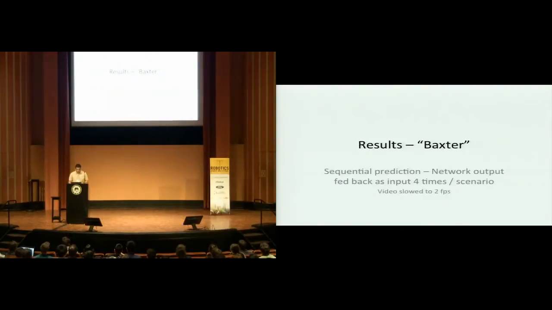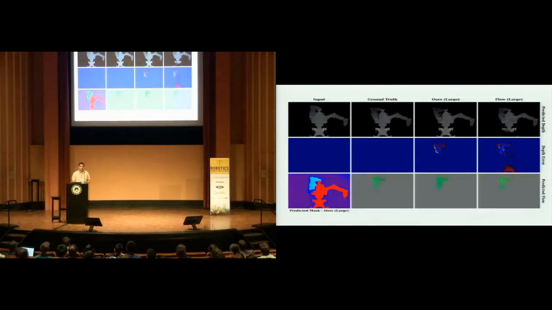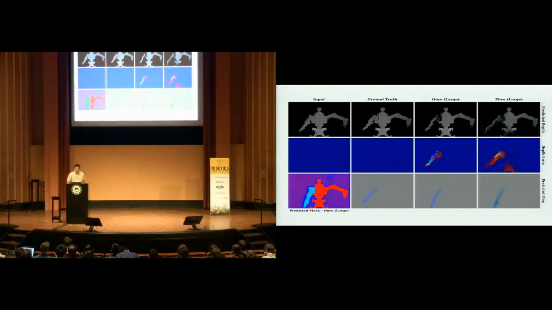So finally, we test on a sequential prediction task where we take the output from the network and then feed it back sequentially just to see how well the system does. And in a task like this, a network like the flow network is going to accrue error significantly as you go across time, whereas our network's predictions stay pretty consistent, and things don't blow up as you would expect with a flow-based approach.